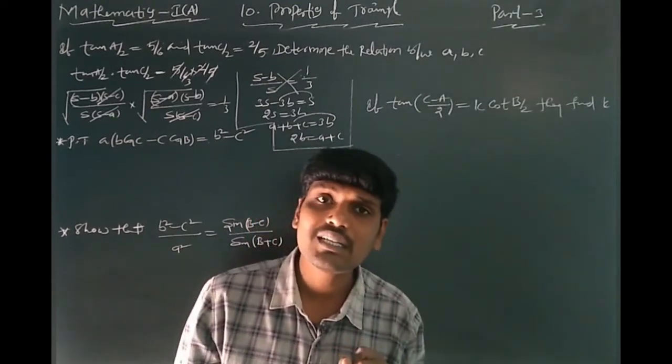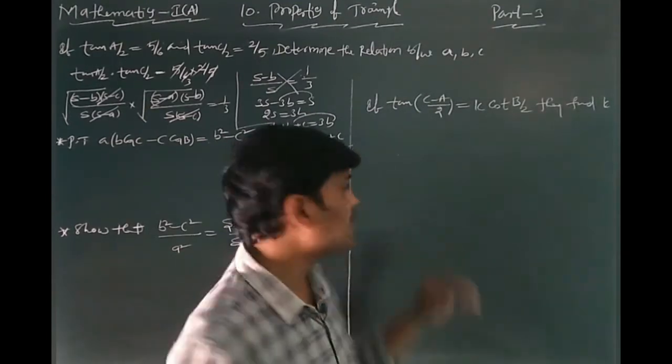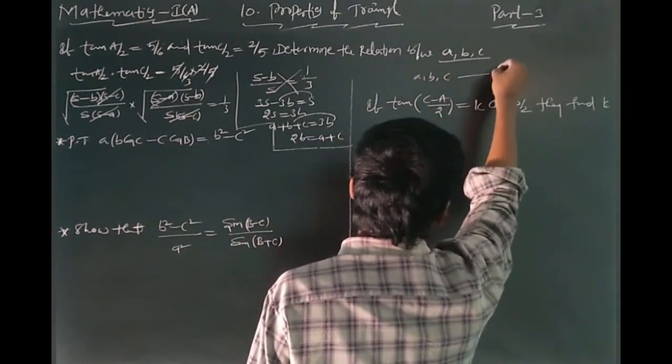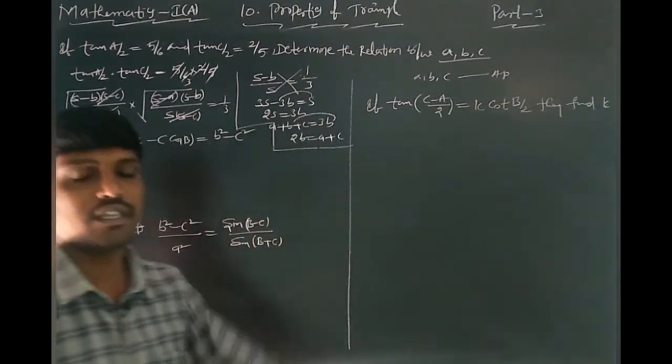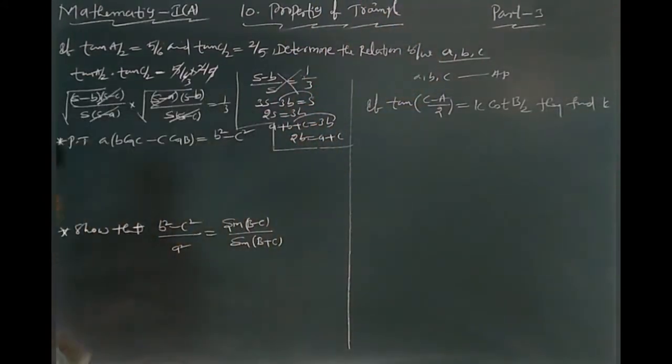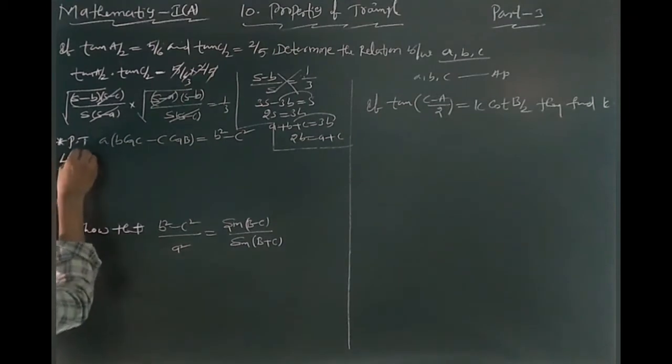What is that condition? 2b equal to a plus c. Here 2b equal to a plus c is there, so a, b, c are in AP. This is the relation between a, b, c, that they are in arithmetic progression. That is the first one. For the second one, we have to take the LHS part.